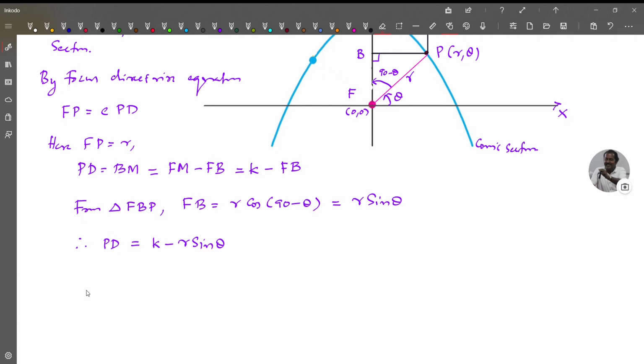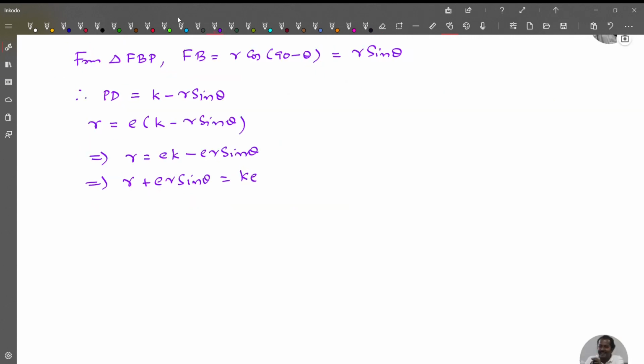Therefore by focus directrix equation, R equal to E into K minus R sin theta. So this implies R equal to EK minus ER sin theta. So this implies R plus ER sin theta is equal to KE. This implies R into 1 plus E sin theta is equal to KE. So this implies R equal to KE divided by 1 plus E sin theta.